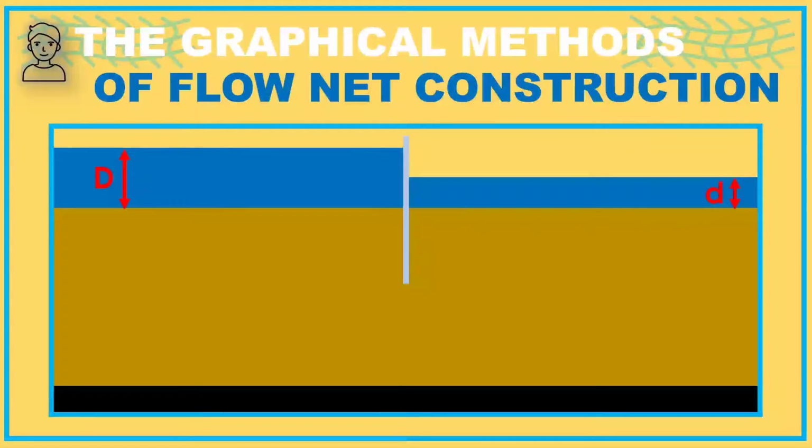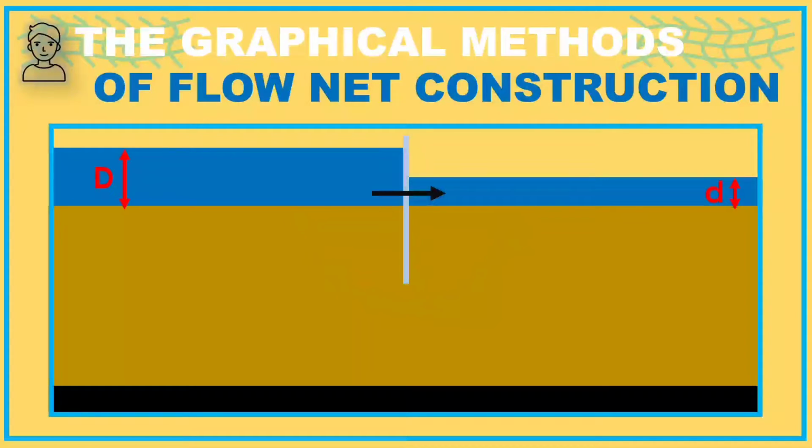We can see that there is an imbalance of head on the different sides of the sheet pile, so the water will flow from high head to low head. But the water cannot pass through this sheet pile, so flow will take place through seepage via the soil below.